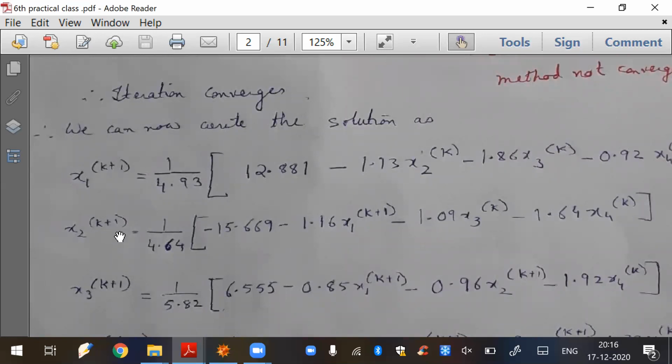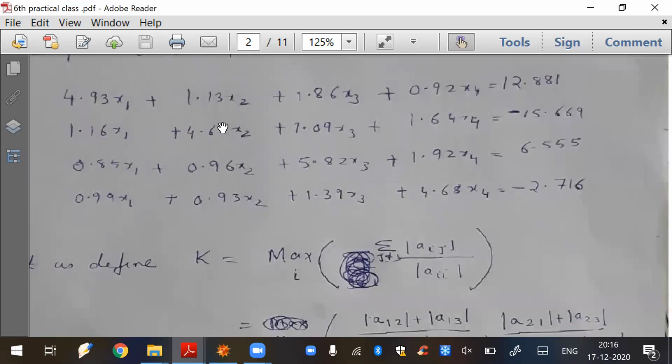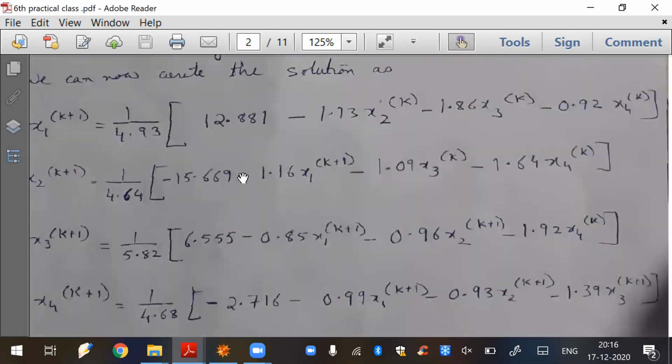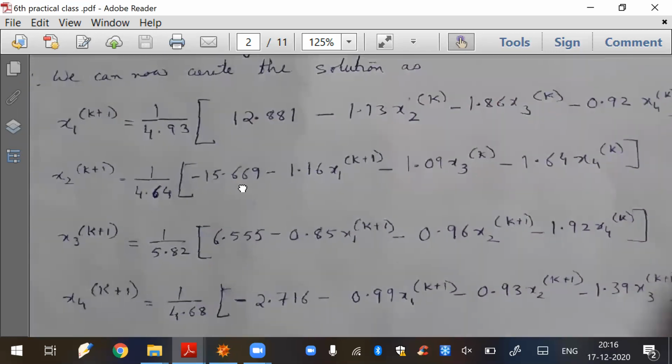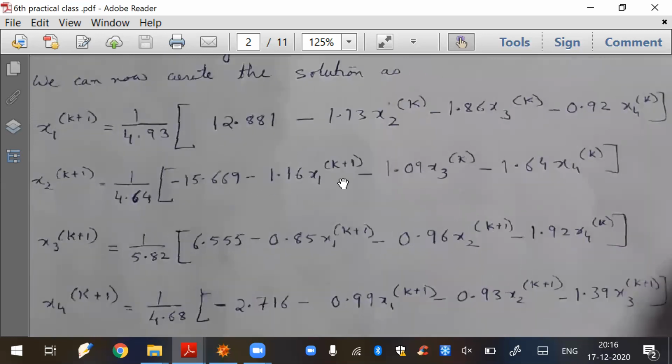Similarly for x2 k plus 1, we do the same thing, but now we use the second linear equation. Again, you take everything there except this one, and divide the whole thing by the coefficient of x2. See this thing I have written here. For finding out this x2 at k plus 1, what am I writing? x1 k plus 1, that means the value of x1 at the k plus 1th step iteration, but for x3 and x4, the values of x3 and x4 at the kth iteration.